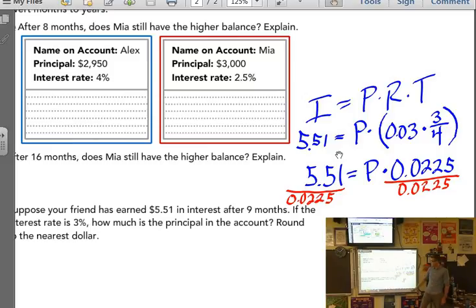Principal amount comes out to be? $224.45. I think it was $245. No, it says round to the nearest dollar. Round to the nearest dollar. Would that round up? Yes. Yeah, 245.